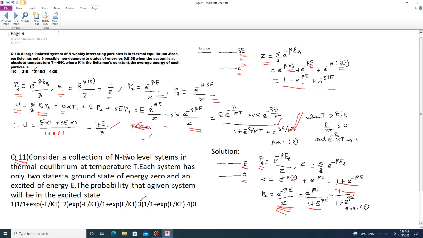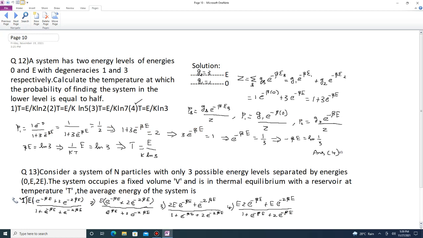Then we will go to the next problem. A system has two energy levels of energies 0 and E with degeneracies 1 and 3 respectively. Calculate the temperature at which the probability of finding the system in the lower level is equal to half.